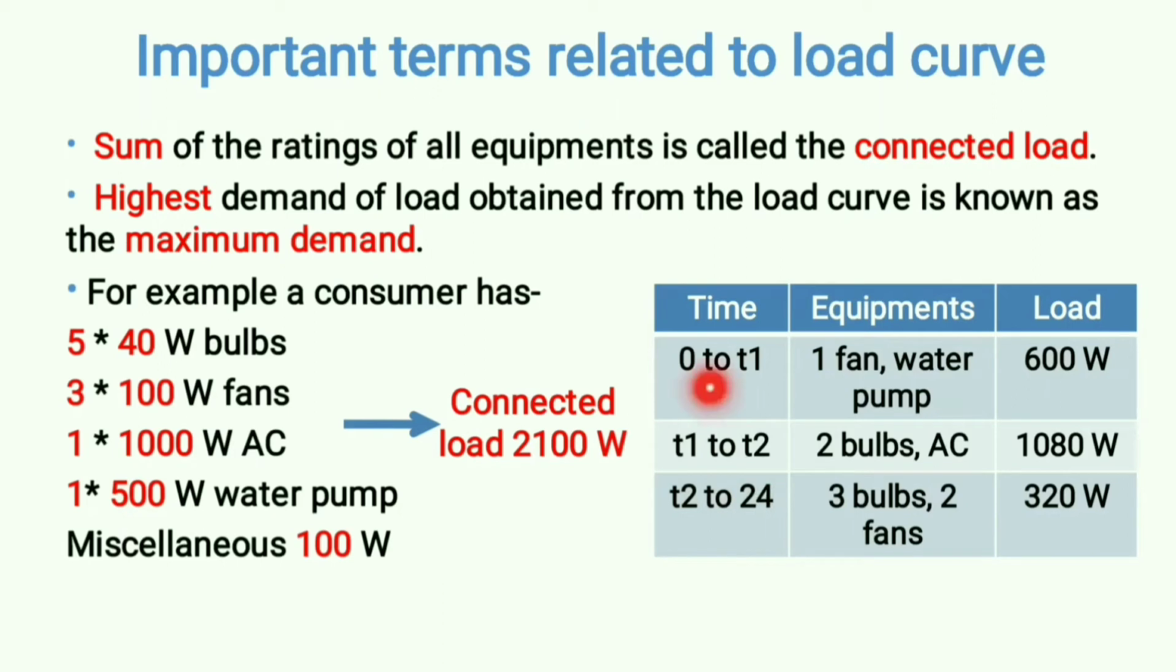First, 0 to T1, suppose one fan and a water pump, these two equipments are operating. Second, two bulbs and AC. Finally, three bulbs and two fans. If you add them, you will get 600 watt of load in the first case, 1080 watt of load in the second case, and finally 320 watt of load. Among these three time intervals, 1080 is maximum. That means your maximum demand is 1080. Now I think you got an idea of what is connected load and what is maximum demand.